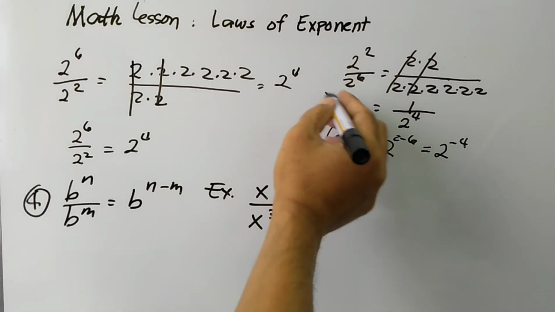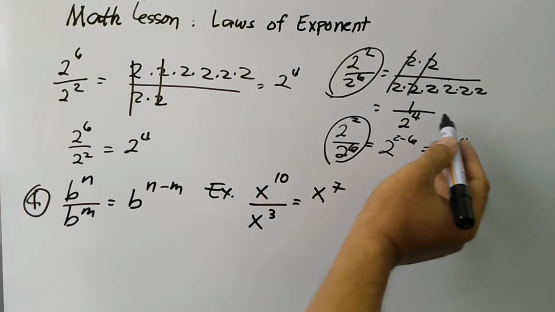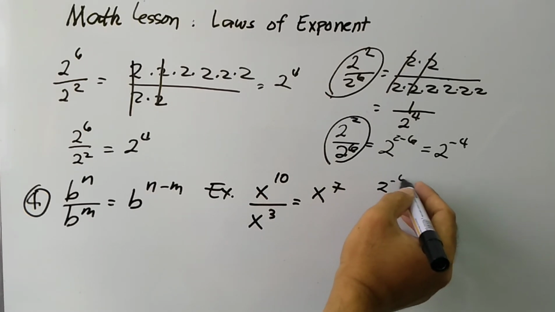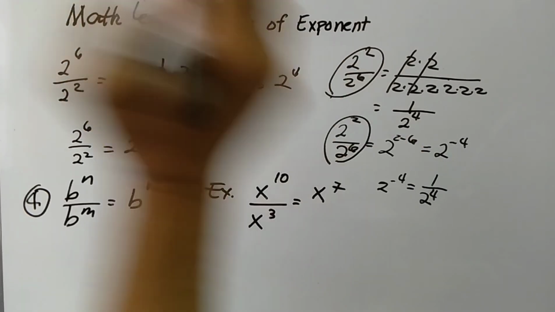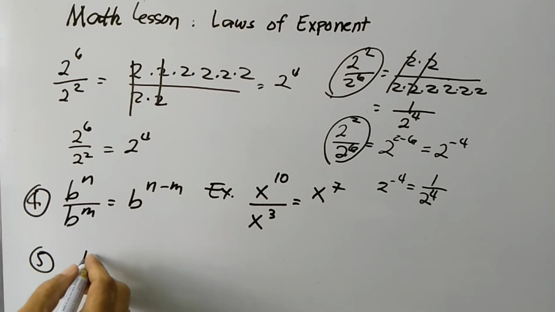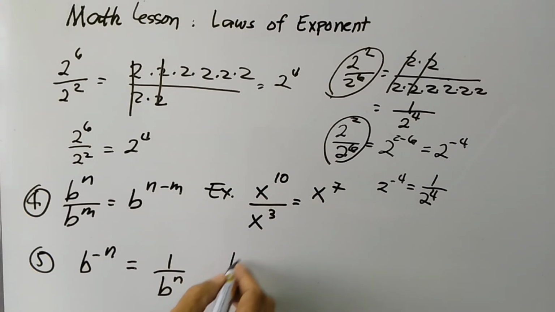Since we have the same problem, it means that our result would also be the same. So we have 2 raised to negative 4 is equal to 1 over 2 raised to 4. Our fifth rule is, if we have a number b raised to negative n, the answer is 1 over b raised to positive n. Of course, we can also interchange this. If we have b raised to n, we can also say 1 over b raised to negative n.